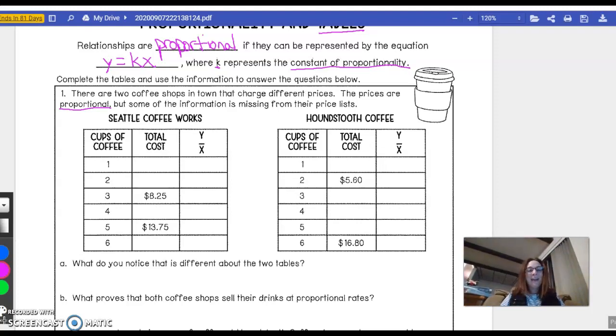So anyway, back to proportionality. Your first column is your x. Your second column is your y. And then to find your k, you divide y by x. So the only place we can find our k is using these two columns here. So what we're going to do is we go 8.25 divided by 3, and we can go 13.75 divided by 5.